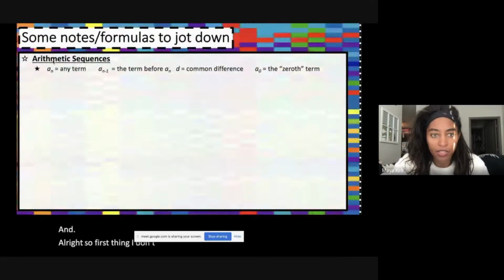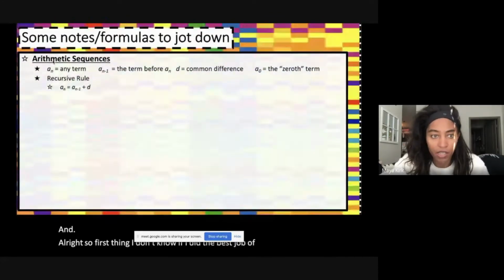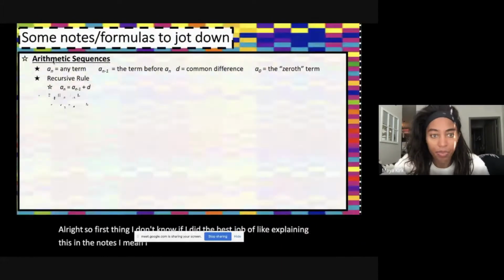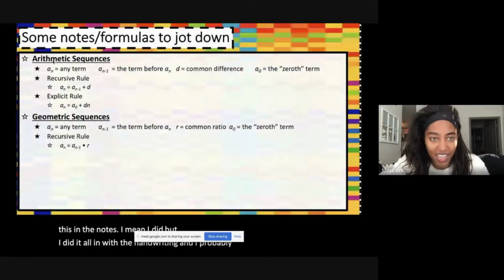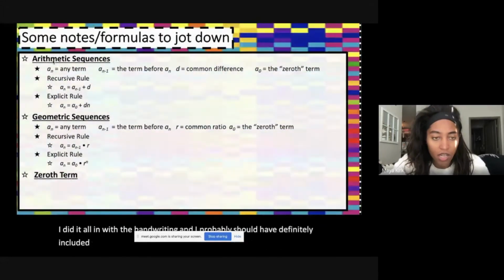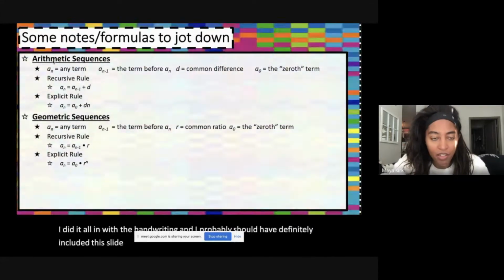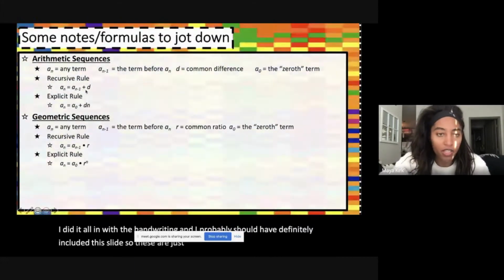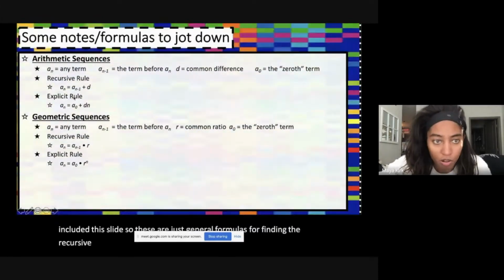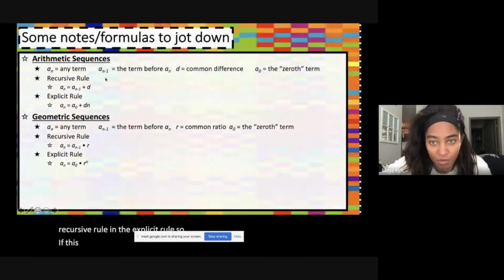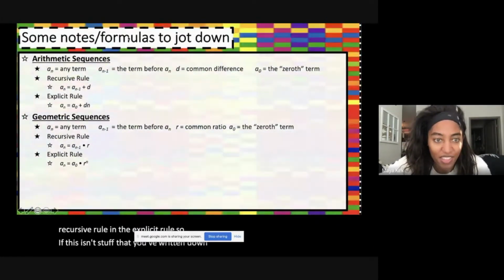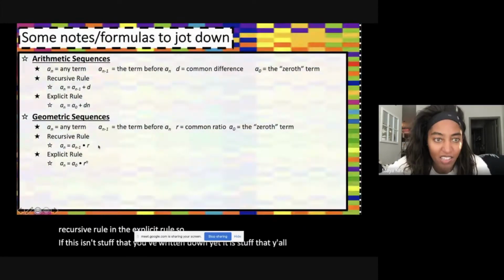All right. So first thing, I don't know if I did the best job of explaining this in the notes. I mean, I did, but I did it all with the handwriting, and I probably should have definitely included this slide. These are just general formulas for finding the recursive rule and the explicit rule. So if this isn't stuff that you've written down yet, it is stuff that y'all should write down.